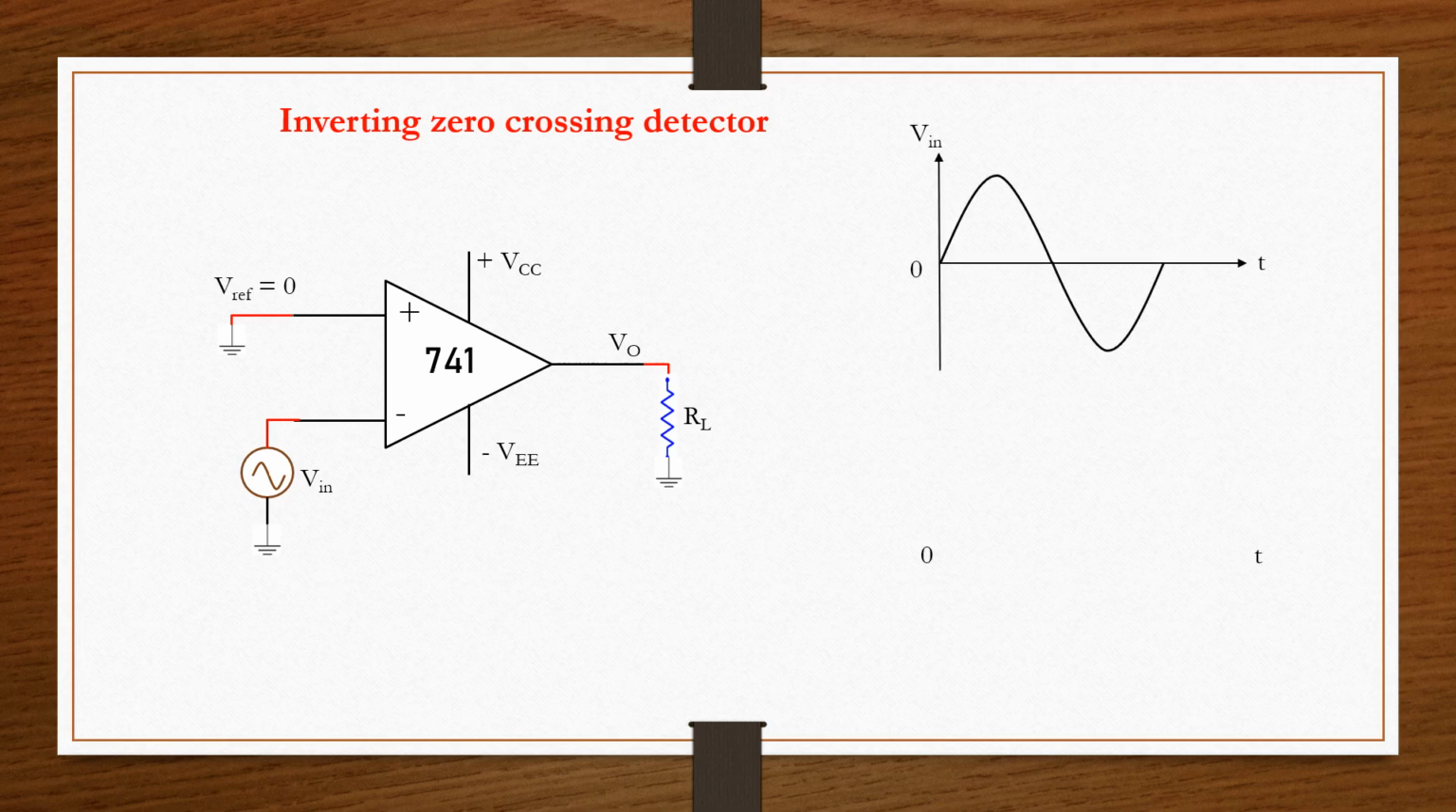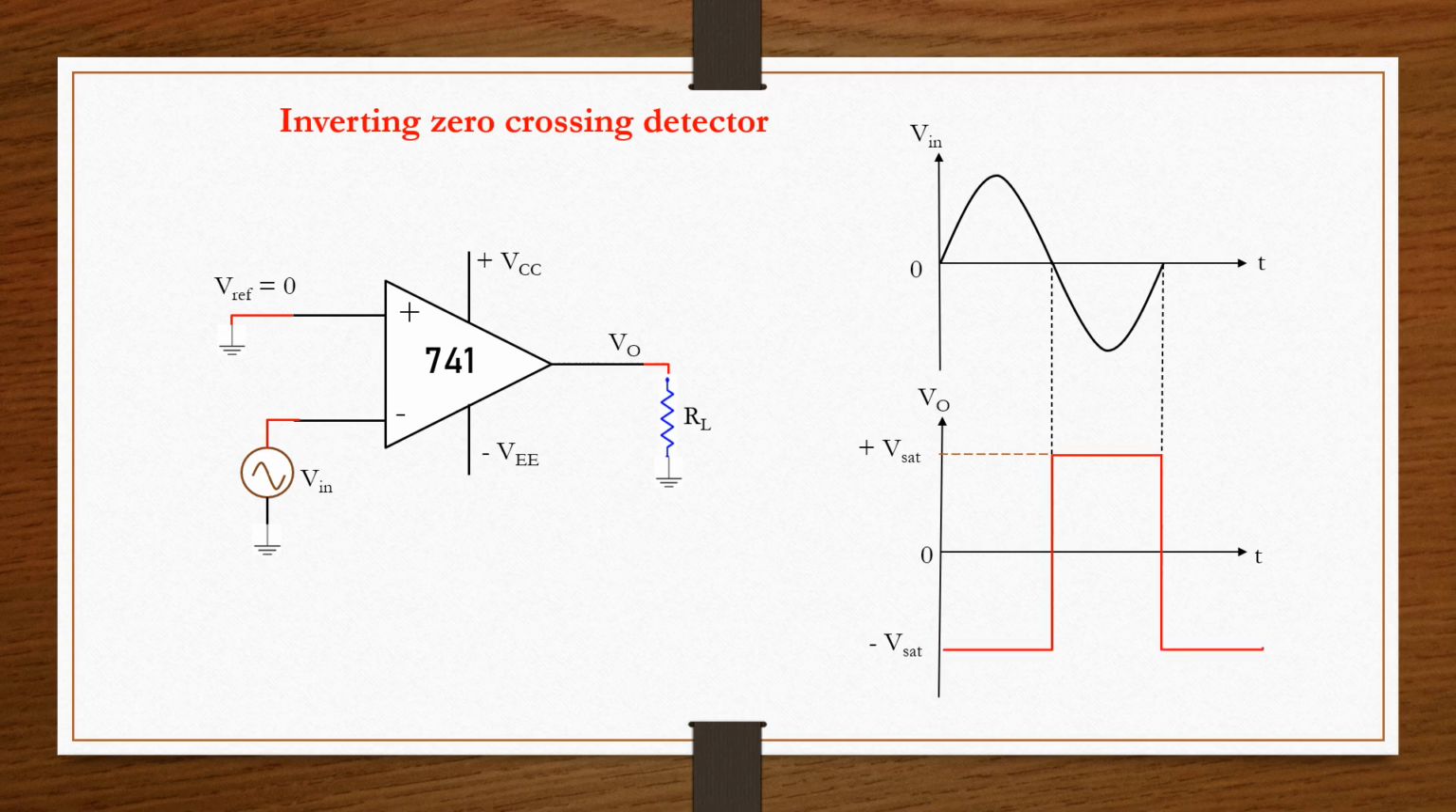So the circuit operation is as follows. During the positive half cycle of the input voltage, that is when Vin is greater than reference voltage, the output voltage will be minus Vsat, and when Vin is less than reference voltage, the output voltage will be plus Vsat. Thus for negative half cycle the output is plus Vsat, and for positive half cycle the output voltage is minus Vsat. So we call this circuit also an inverter circuit.